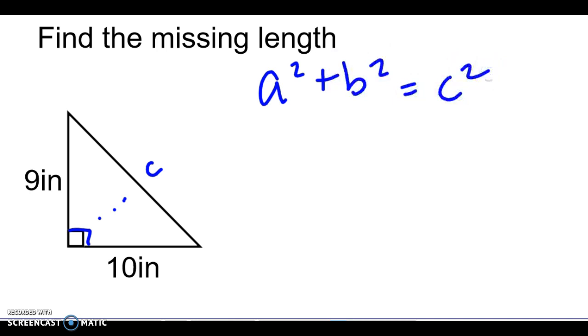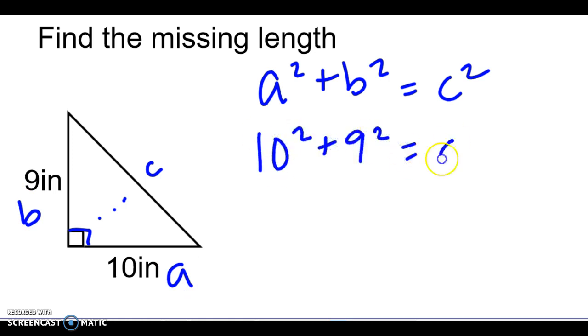And then again, just pick your A and B. I'll switch it up this time. So we have 10 squared plus 9 squared equals C squared. Notice I like to keep everything lined up. That's because when you head to algebra next year, you're going to be doing crazy long equations, and it just makes your life a lot easier if you keep things lined up.